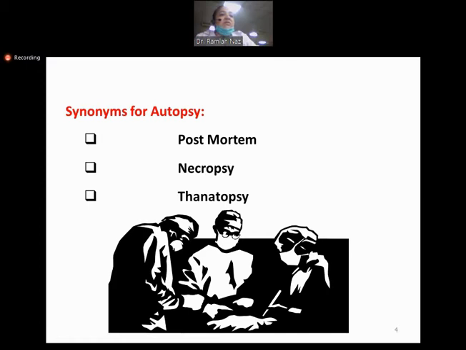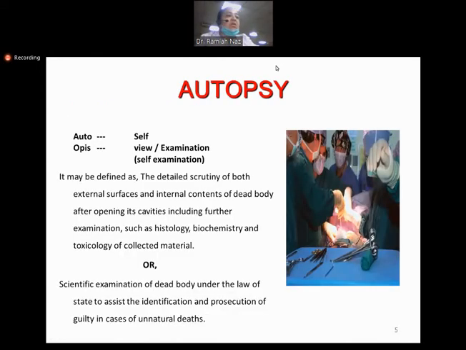There are multiple synonyms for that. We can call autopsy postmortem, we can call it necropsy, and we call it thanatopsy. Autopsy is basically a combination of two words: auto, which means self, and opsis, which means viewing or examining, or the self-examination.